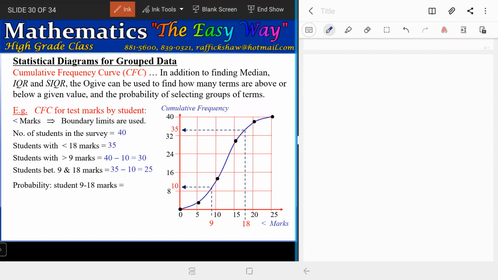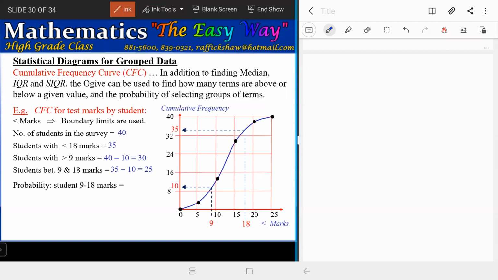No, what is probability? Probability is the number of outcomes that you want divided by the total number of possible outcomes. If you're selecting a student randomly from the group and you want him to score between 9 and 18 marks, how many students score between 9 and 18 marks? 25, sir. And how many students are we selecting from? 40, sir. So the probability is 25 out of 40.